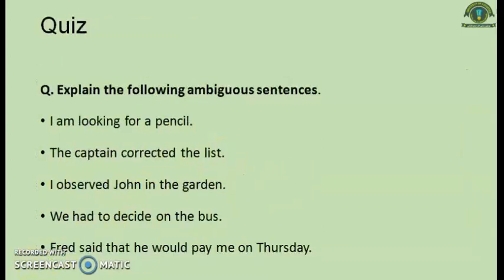Here is the quiz at the end of the slides. So you students have to prepare this quiz. For this quiz, you have to identify the ambiguous sentences and explain why each sentence is ambiguous.